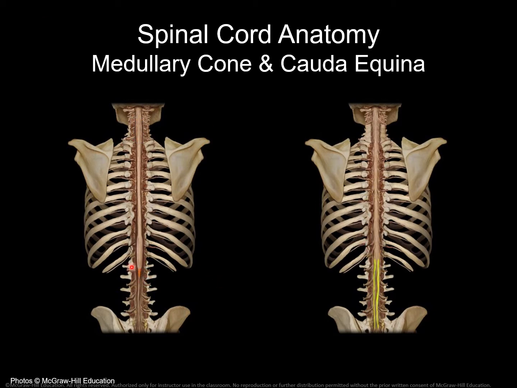What you see here is the conus medullaris. That's that pointed area at the very inferior of the spinal cord. And then you have here the cauda equina, named because it looks like a horse tail. And these are the nerve roots at the inferior end of the vertebral column.